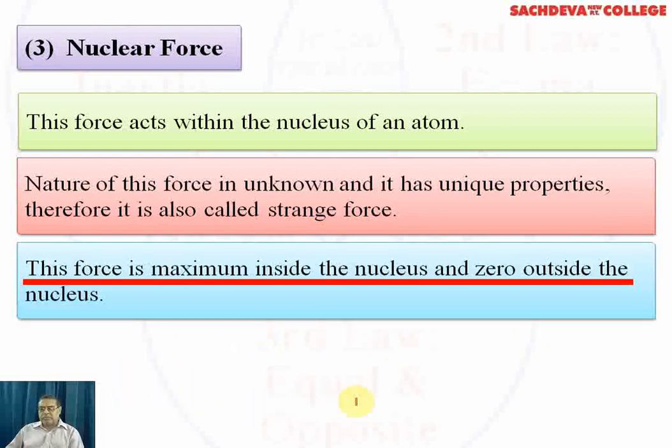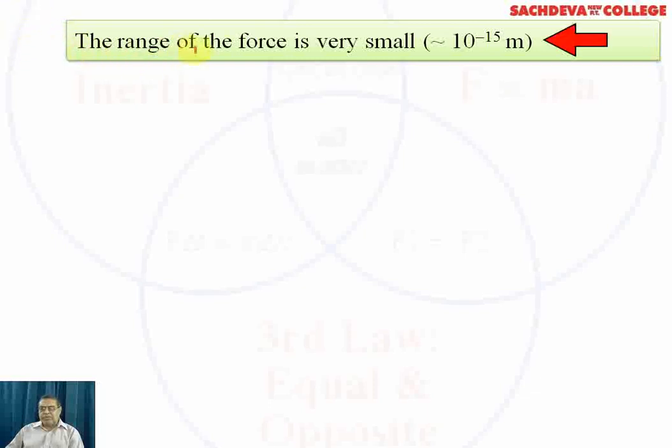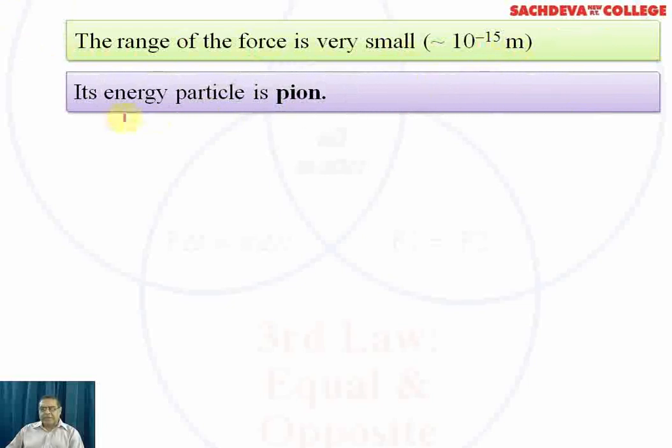This force is maximum inside the nucleus and zero outside the nucleus. The range of the forces is of the order of 10 to the power minus 15 meters. Its energy particle is pion. When we use the term pion, we are referring to positive meson, the negative meson, and the neutral meson. The family of mesons is called pions. So, pions means either it will be a positive meson, or a negative meson, or a neutral meson. These particles were first of all discovered by a Japanese scientist, that is Yukawa.